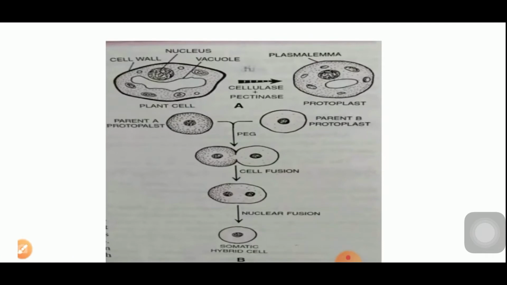Later on, these two fused cells unite together and are now known as a somatic hybrid cell. Sometimes we use an electric current, a high voltage pulse, to fuse the protoplasts. This process is called electrofusion.